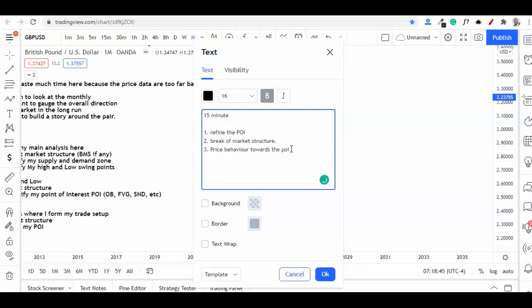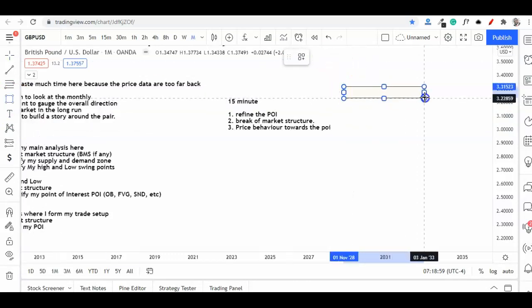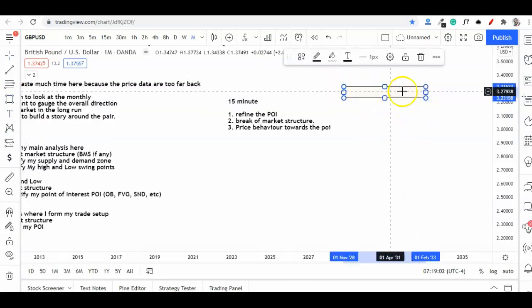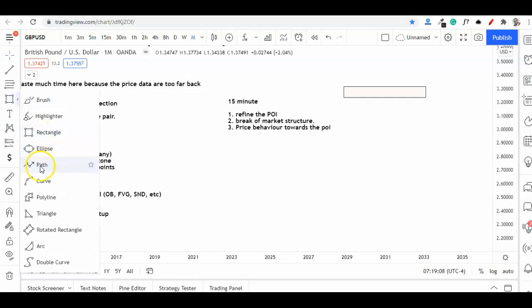I will see if the momentum towards the point of interest is a strong momentum or a weak momentum. This is what I mean here. Let's assume you have a point of interest here. This is a point of interest to sell, and price starts approaching that point. This is what I'm expecting price to do.